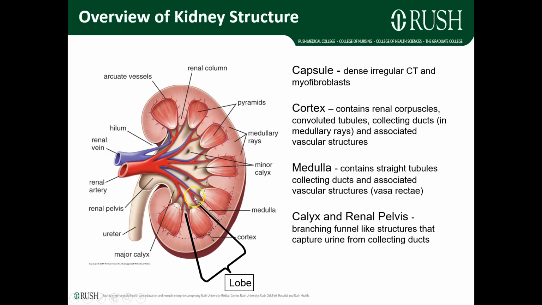Internal to that, we have calyces as well as the renal pelvis, and this is where the urine, once it's filtered through the kidney, is collected in a funnel-like structure and then transconducted through the ureter to the bladder. The other feature to note here is what we refer to as the lobe of the kidney. That is just one unit which has the pyramid in the middle, and there is some definition of that in your lecture notes.